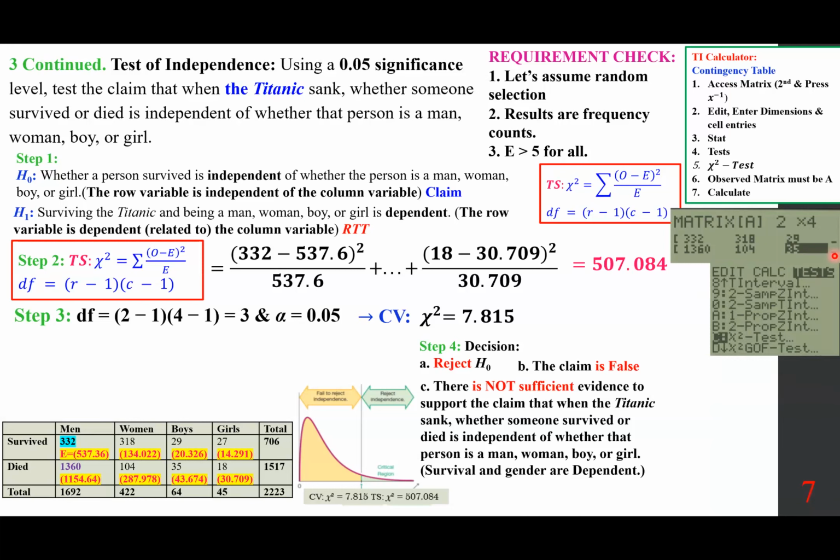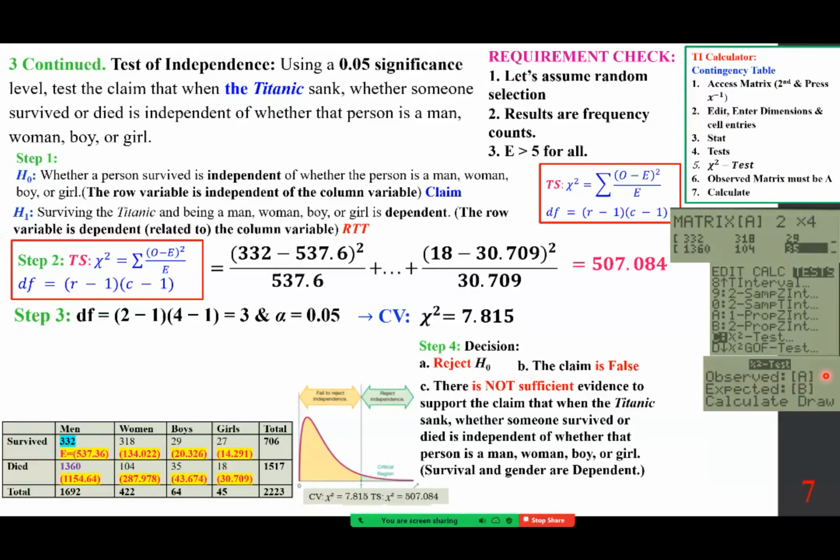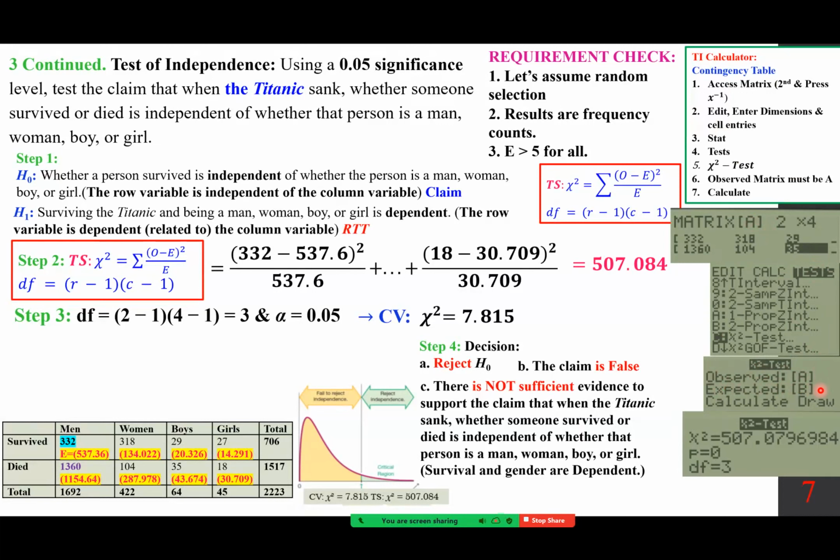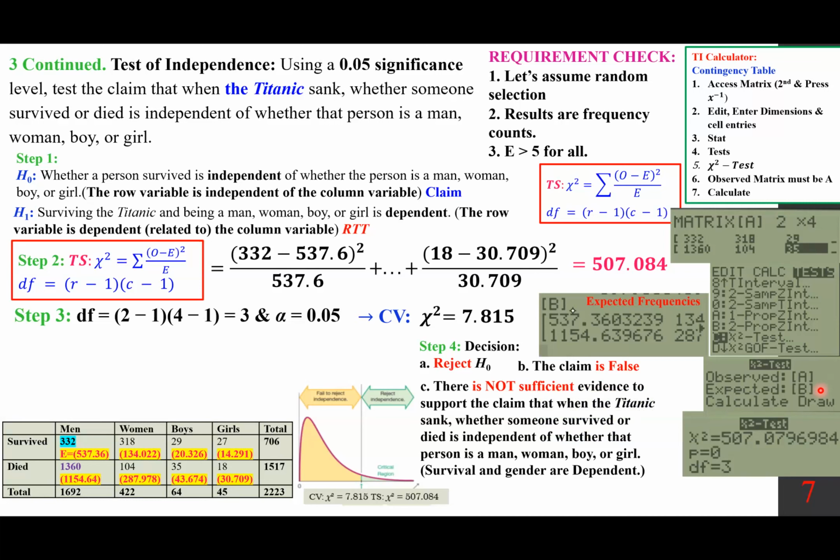Then we go with tests, and we use the chi-squared test. So stat test, chi-squared test. When we do the chi-squared test, it picks up the A and B matrices. If you put that in A, the B will be the expected. It will calculate it for you. You don't have to do anything, just continue with the calculation. Notice number 1, and you continue. If you put the B, notice this is the value of chi-squared that you've calculated.